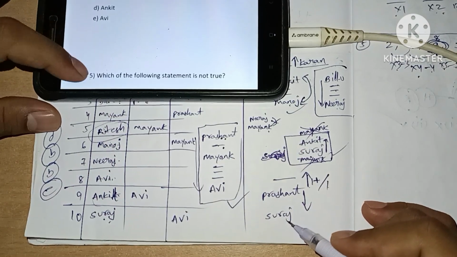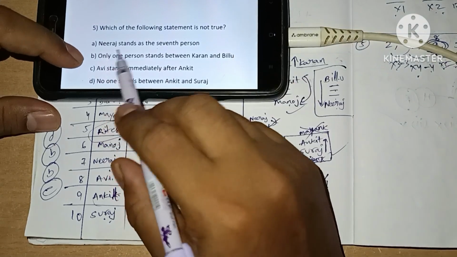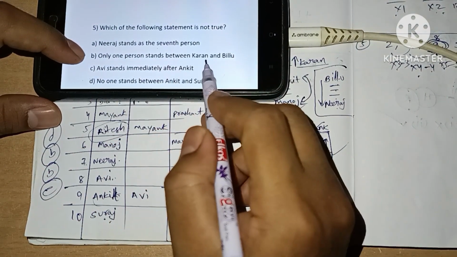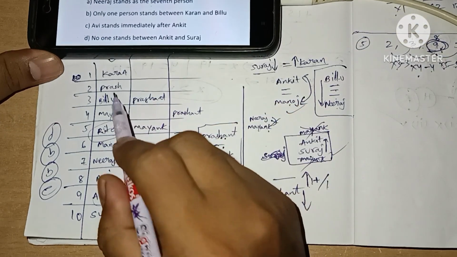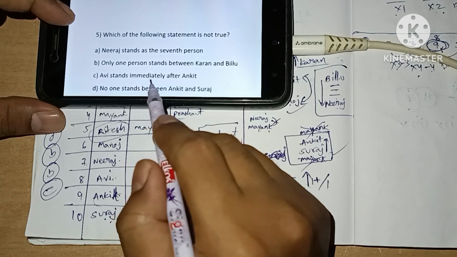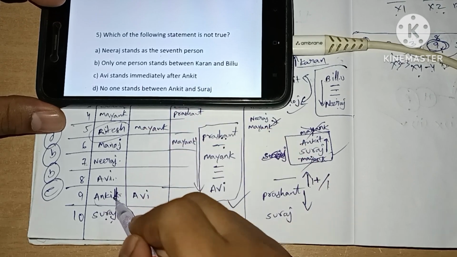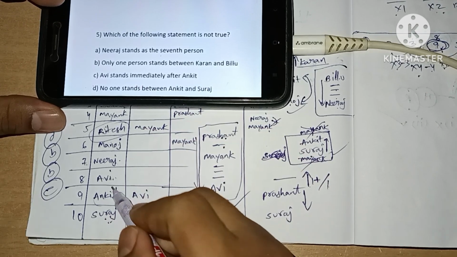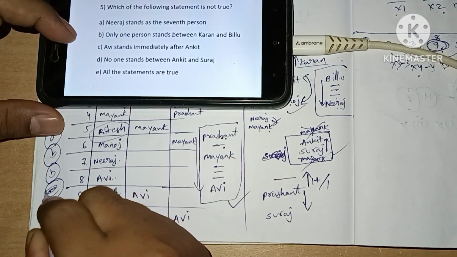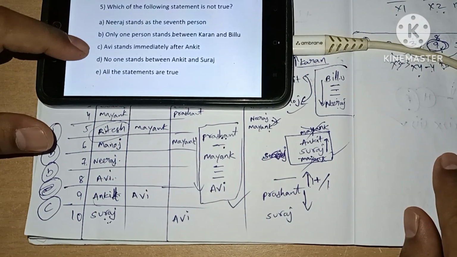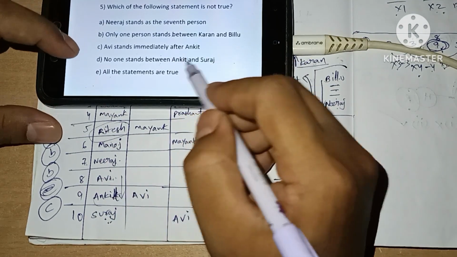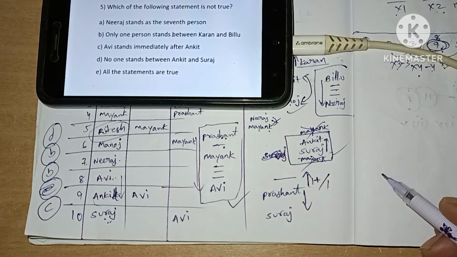Next. Which of the following is not true? Neeraj stands in the seventh position. Okay, Neeraj seventh one. Only one person stands between Karan and Billu. This is Karan and Billu. There is only one person. Okay, next statement. Avi stands immediately after Ankit. Immediately after Ankit, no, it is the wrong one. So option C is our answer. Option C, Avi stands immediately after Ankit, is our wrong statement. So this is our answer.